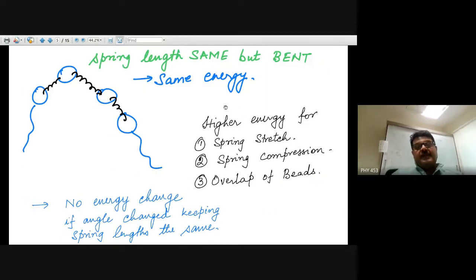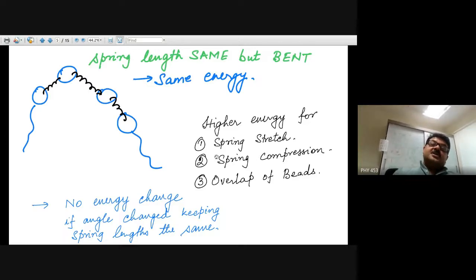So in the bead spring model of a polymer, where we are looking at the statistical physics of an object with multiple degrees of freedom, there is a higher energy for spring stretch. If the monomers move so that the relative distance between the monomers becomes higher than the average length of the spring, there would be a consequence of spring stretch, and that would have a higher energy.